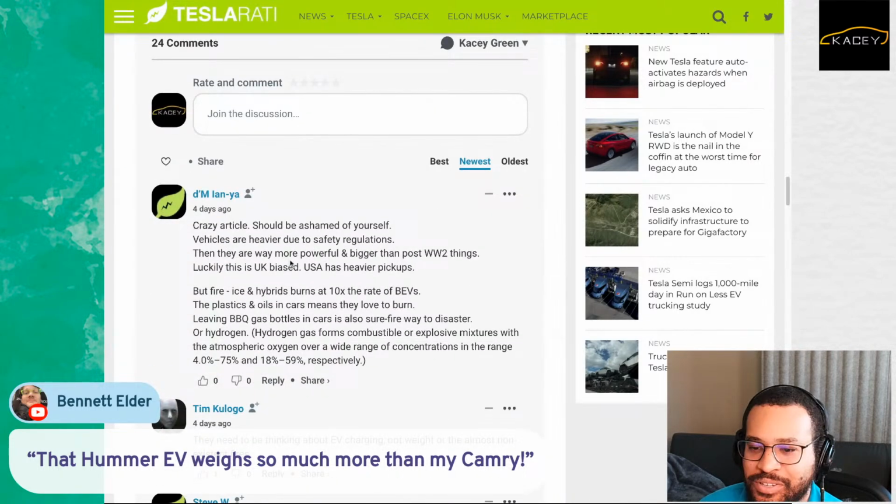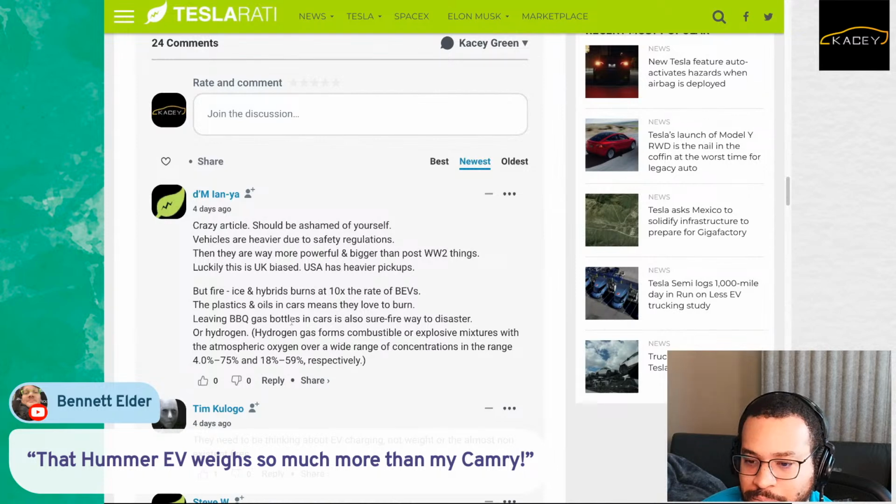When vehicles are heavier due to safety regulations, then they are way more powerful and bigger than post World War II things. Luckily, this is UK biased, and USA has heavier pickups. But fire and ice and hybrids burn at 10 times the rate of BEVs. This is true. The plastics and oils in cars means they love to burn.